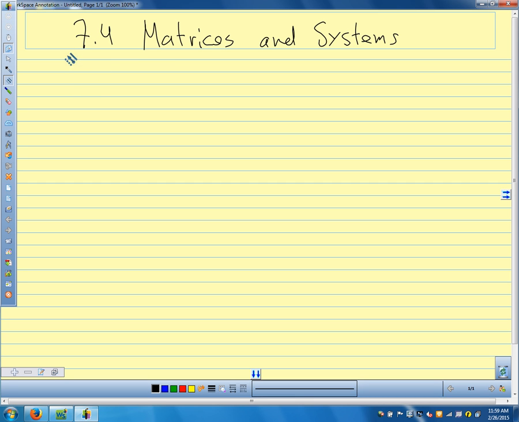All right. So today we're going to start talking about matrices. What we're going to do is turn our system of equations into a matrix, and then we're just going to do exactly what we did before but with a matrix. But first, let's figure out what a matrix is.